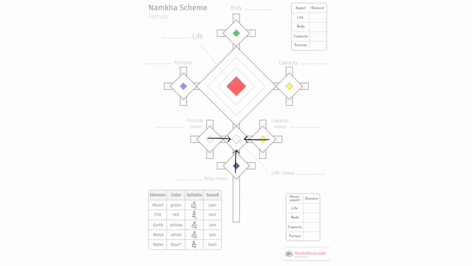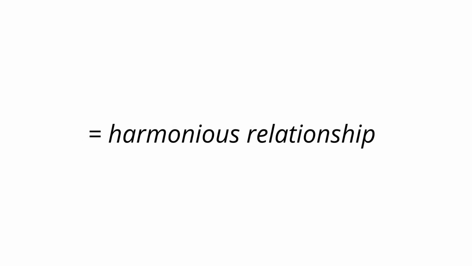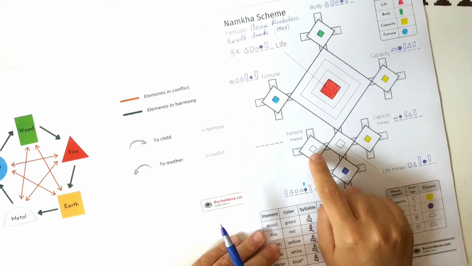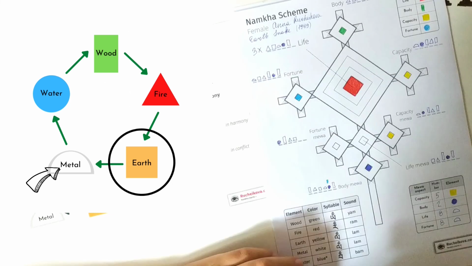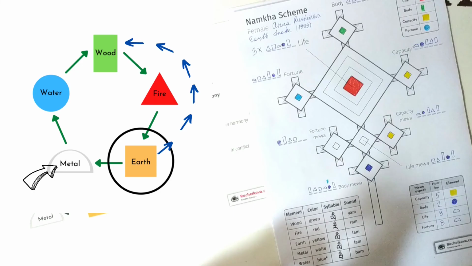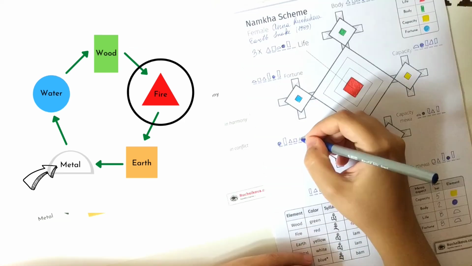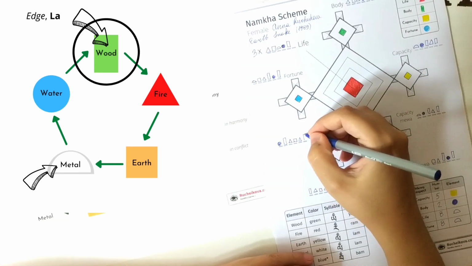To harmonize Mewa aspects, we should compare them to life Mewa. When elements are equal, it is considered as harmonious relationship, like with Fortune Mewa. So we move in child sequence, and then to the edge. Water, wood, fire, earth. Then back to wood. Important! Look how we defined shortest harmonious path to the edge. We skip only one element in a circle instead of two. Fire, wood.